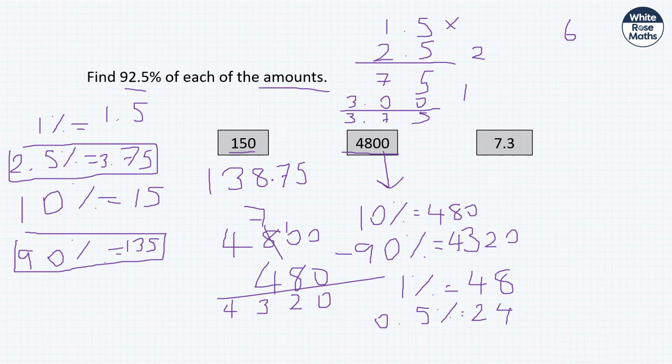Okay. So now I'm going to do this plus two lots of this and then plus this. So I'm going to have 4,320 plus 96 because I'm adding on 2%. Two lots of 1% is going to be 2%. So add 96 and then add the 24, and that will give us our final answer.